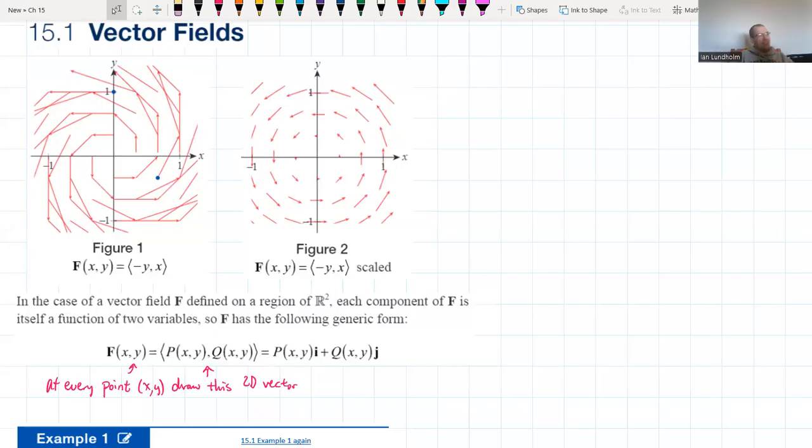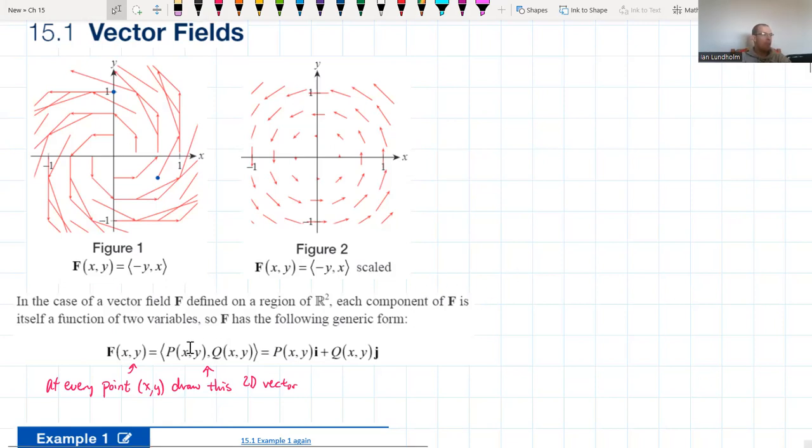Hi, everyone. We're here to talk about vector fields and line integrals. First thing on the docket, though, vector fields. Yeah, a vector field is going to be a kind of function here.